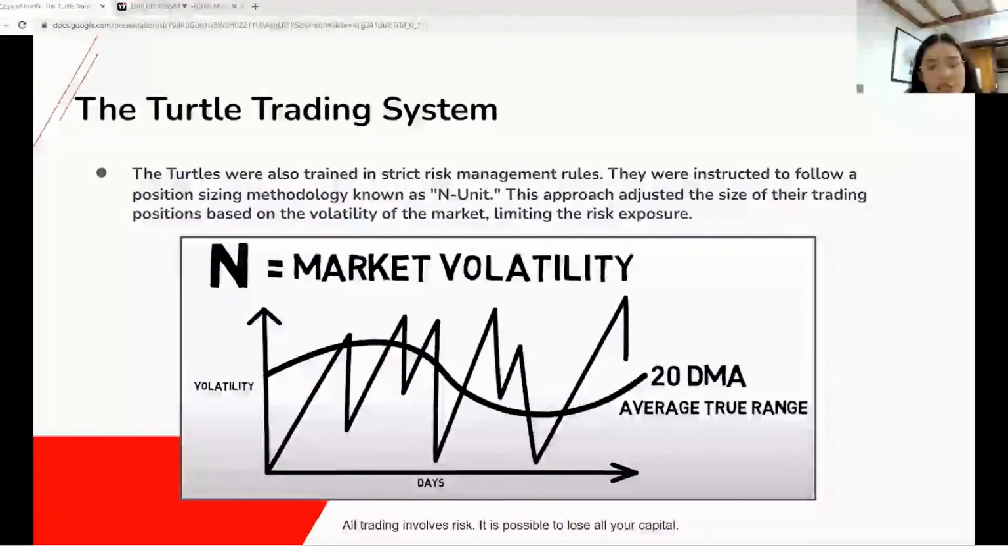So the turtle trading strategy demonstrated that with proper training and adherence to a set of rules, individuals could achieve success in the financial markets, even though they had no prior experience. It highlighted the importance of systematic approaches, risk management, and following market trends, and it continues to influence traders and investors to this day.